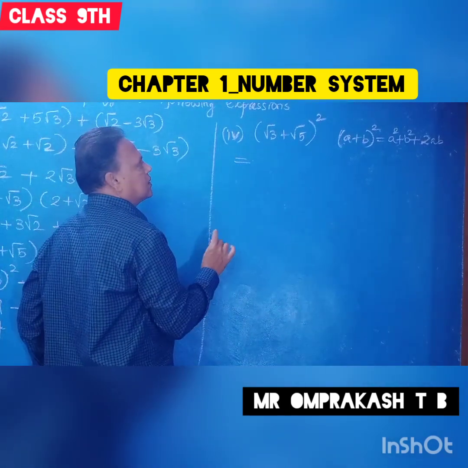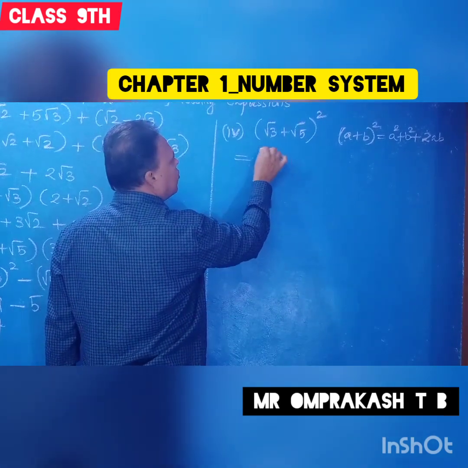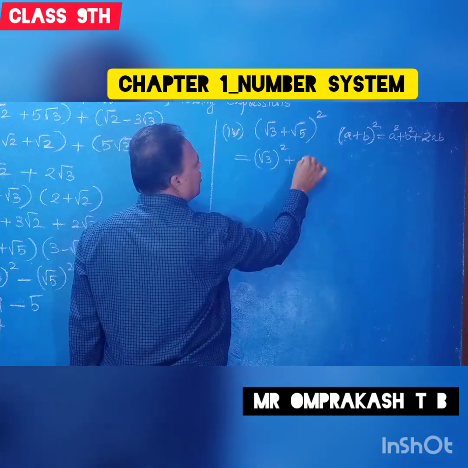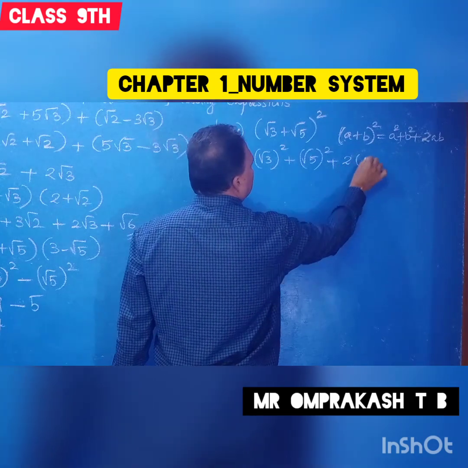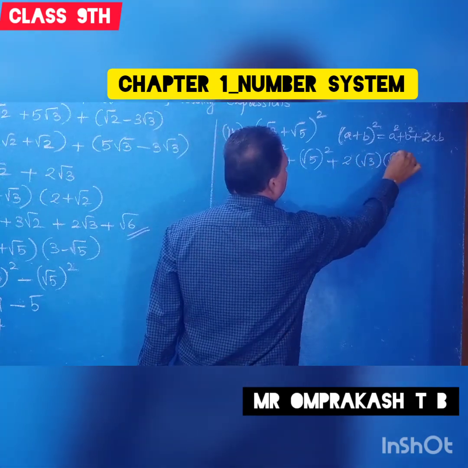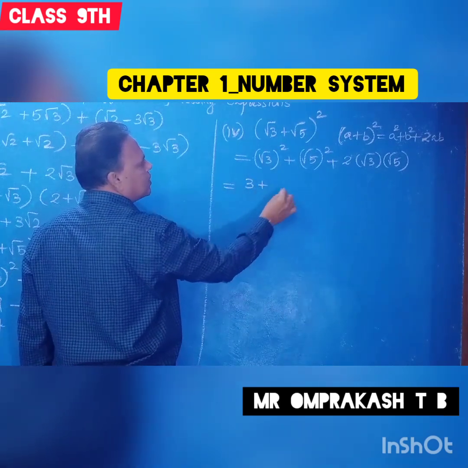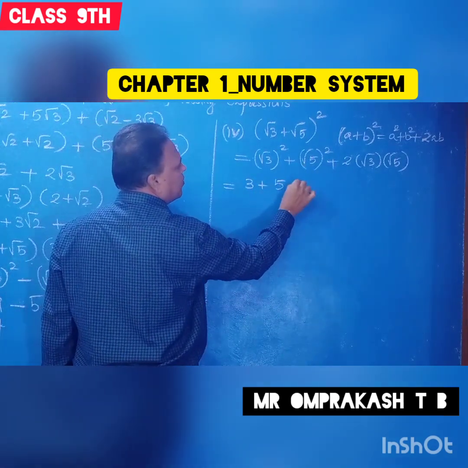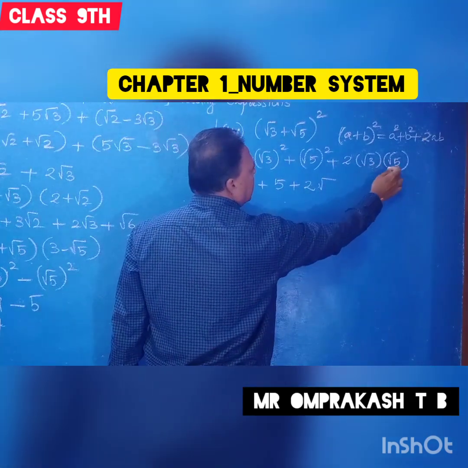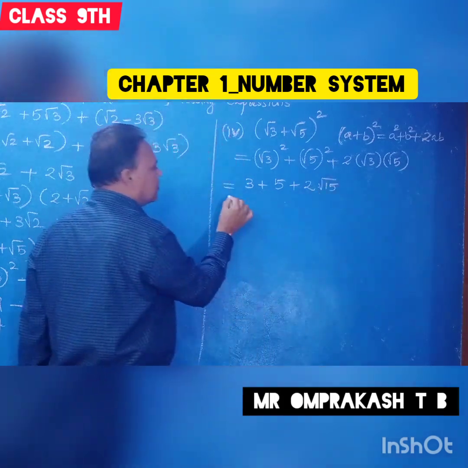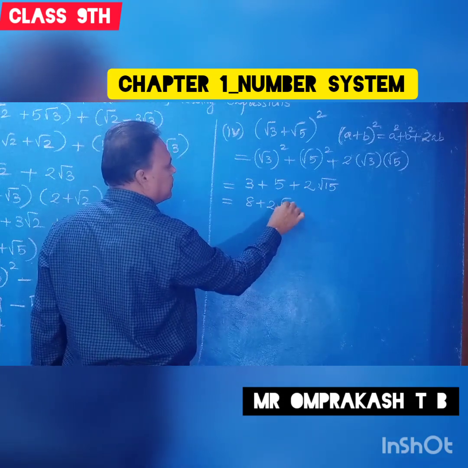You remember this. So a is root 3, b is root 5. So root 3 the whole square plus root 5 the whole square, just to put the value, plus 2 into root 3 into root 5. Clear? Now root 3 squared is 3, plus root 5 squared is 5, plus 2 into root 3 into root 5. You can product it. Now 3 plus 5 is 8, plus 2 root 15.